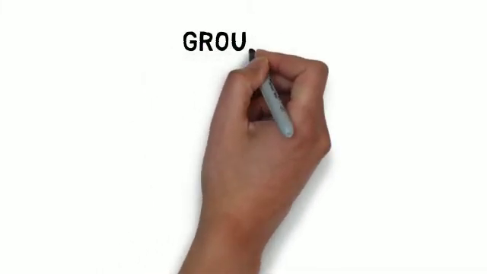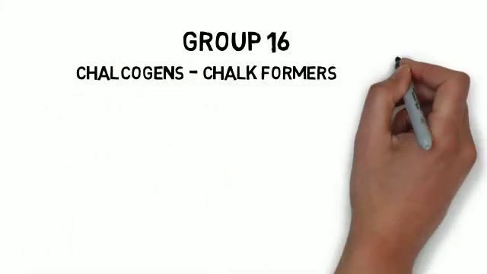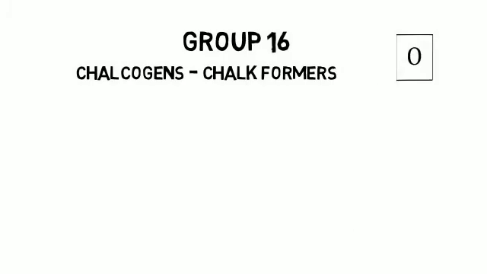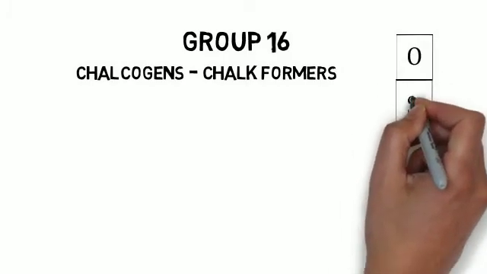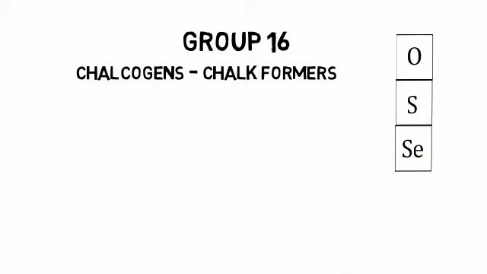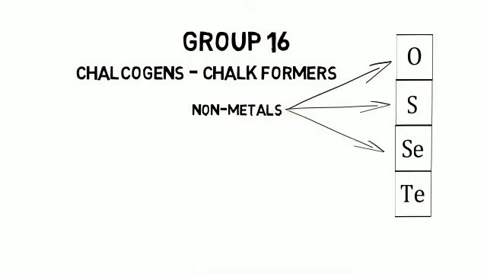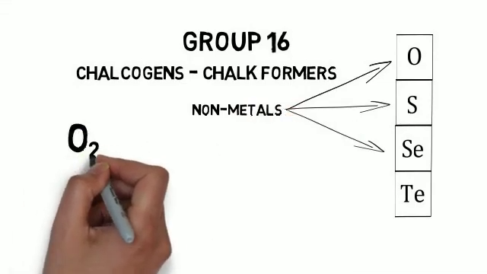The next group is our group 16 elements, and these are referred to as the chalcogens, or our chalk formers. So those include things such as oxygen, sulfur, selenium, and tellurium. What's interesting about this is we have both non-metals and semi-metals in the same group. So oxygen, sulfur, selenium are our non-metals.